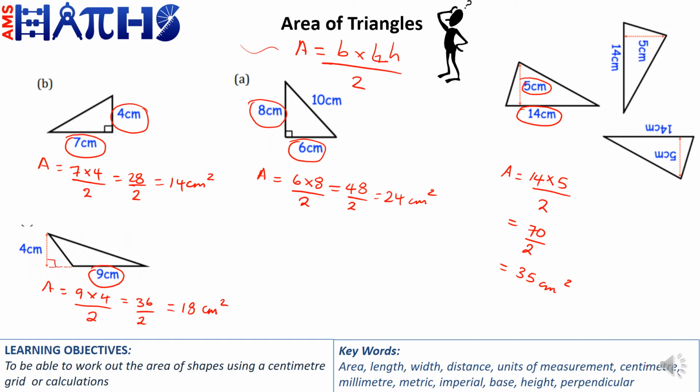Now, if you look at these 2 triangles that have just come up, it's just the same triangle. However, the orientation of the triangle is different, so it's just turned around in different ways. But 14 is still the base, and the vertical height or perpendicular height is still 5. The same on the triangle here, 14 for the base, and then the perpendicular height still remains to be 5. So it doesn't matter the orientation, you just need to identify the base and then identify the perpendicular height from that base.